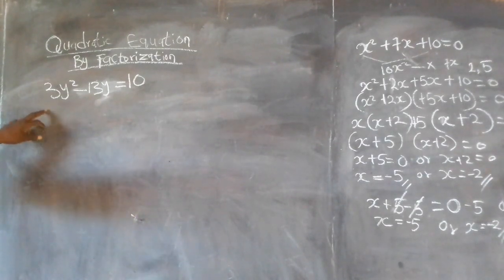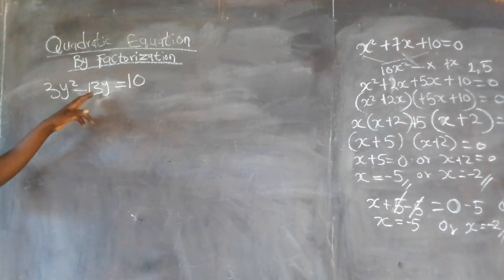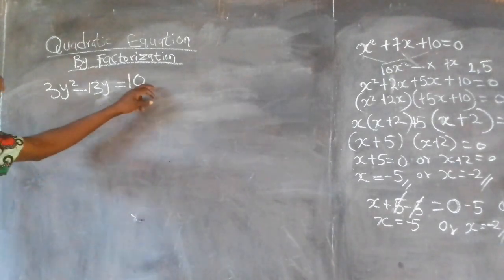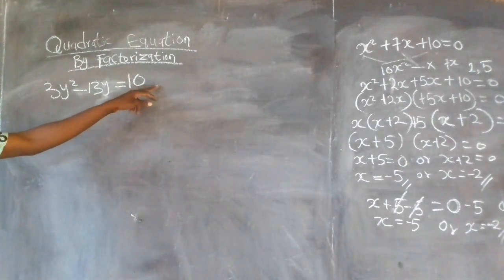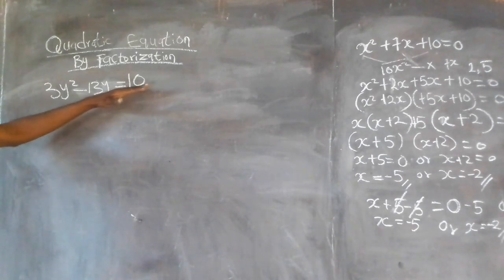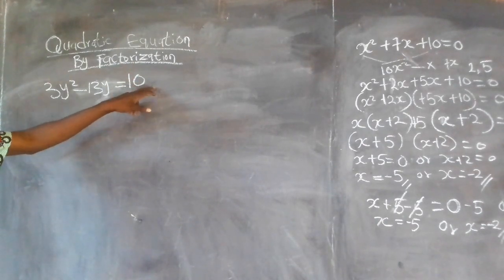Example 3. You have 3y squared minus 13y equals 10. Now remember, an equation must be equal to 0. But now you have an equation that is equal to 10. So you have to bring down this 10, eliminate it so that it becomes 0.